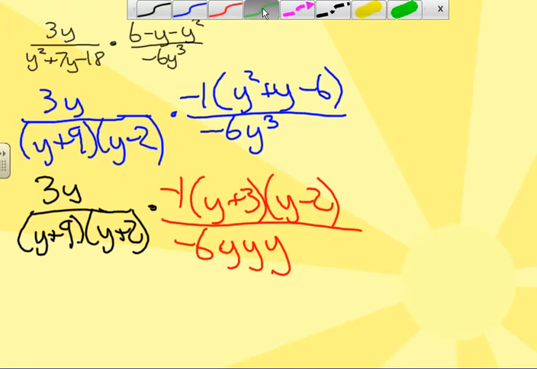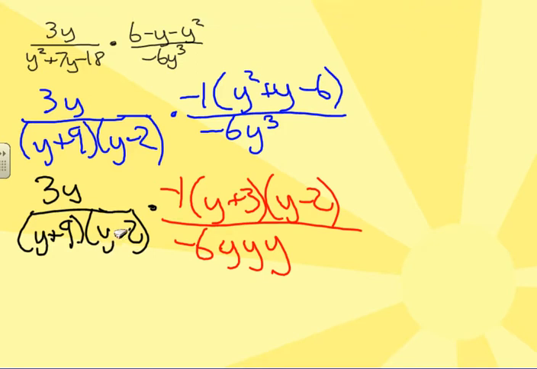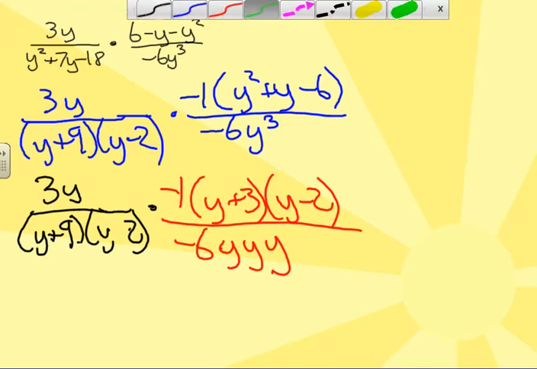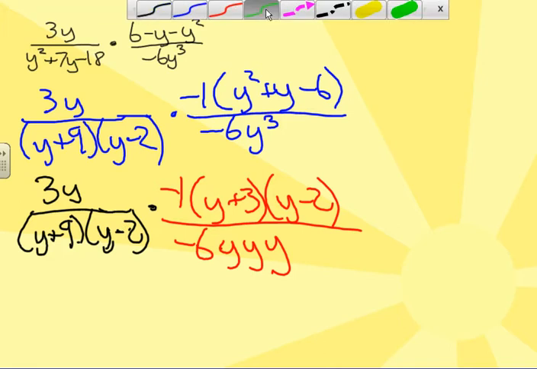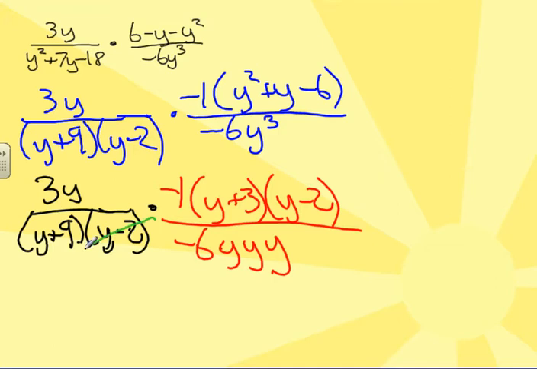I'm looking for things that I find on the top and on the bottom. First thing I notice is that I made a small mistake when I was copying it down. This should be y minus 2. Sorry about that. All right, what can I cancel? Well, going back to the one where I made a mistake, I see a y minus 2 on the bottom and a y minus 2 on the top.